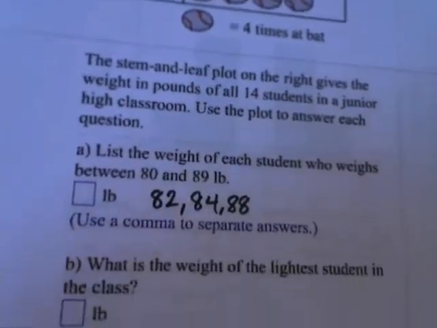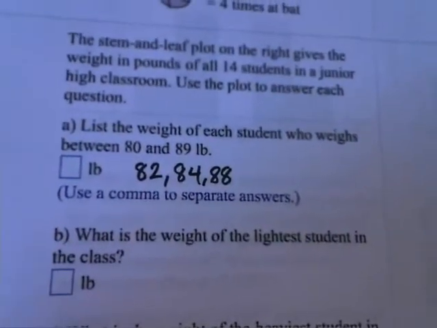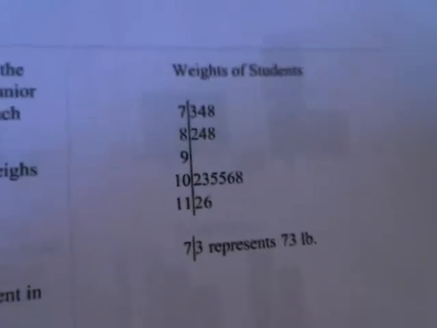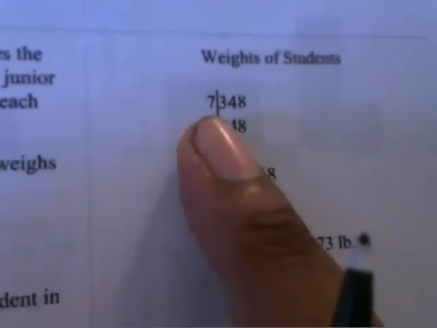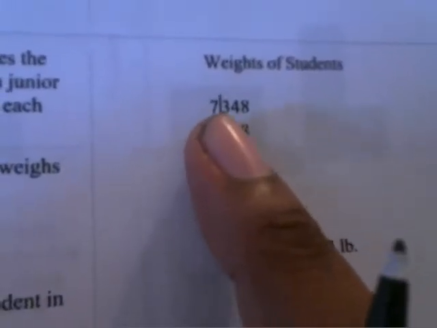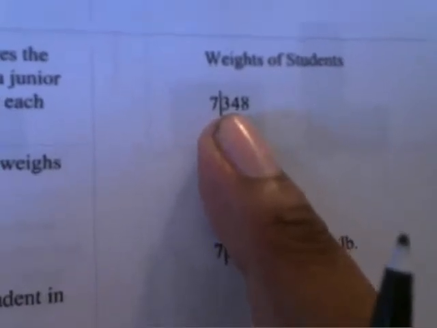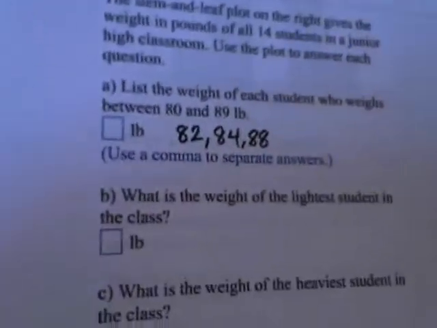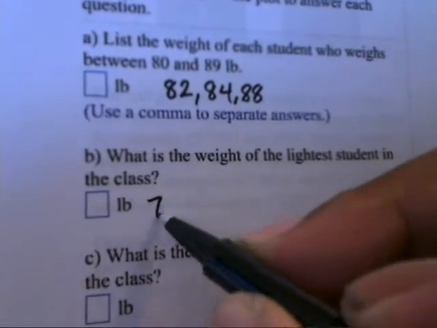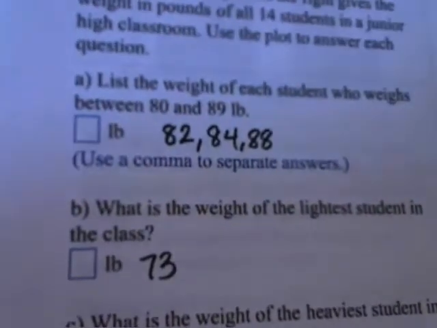And then part B, what is the weight of the lightest student in the class? Well, from that stem and leaf plot, we look at the lowest number in the plot. That's the 7|3 representing 73. So the weight of the lightest student is simply 73 pounds.